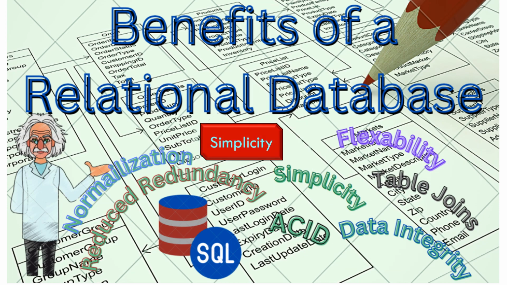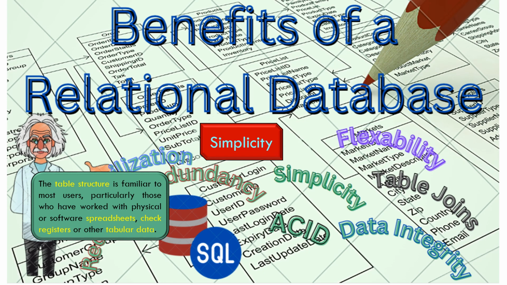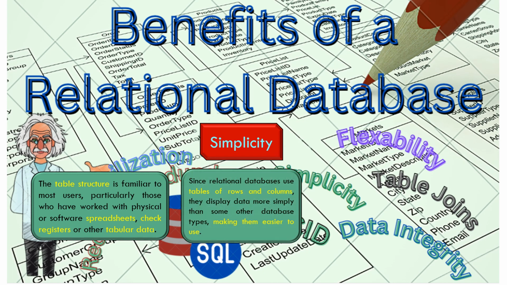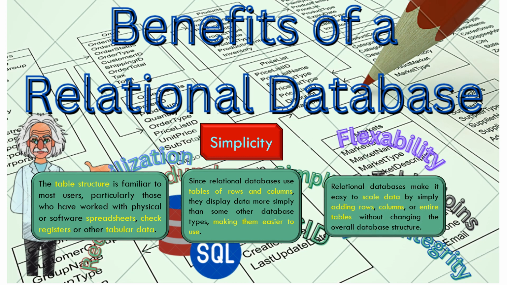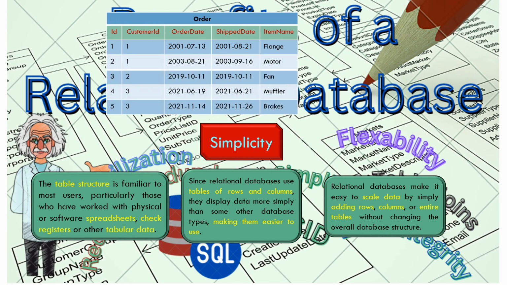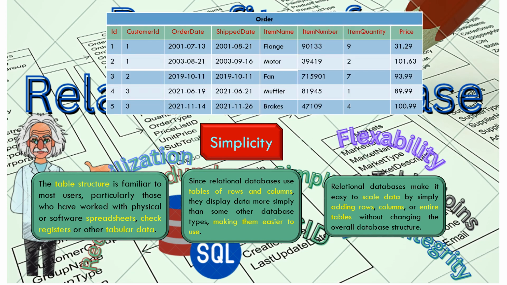With the benefit of simplicity, here the table structure is familiar to most users, particularly those who have worked with physical or software spreadsheets, check registers, or other tabular data. Since relational databases use tables of rows and columns, they display data more simply than some other database types, making them easier to use. Relational databases make it easy to scale data by simply adding rows, adding columns, or entire tables without changing the overall database structure.